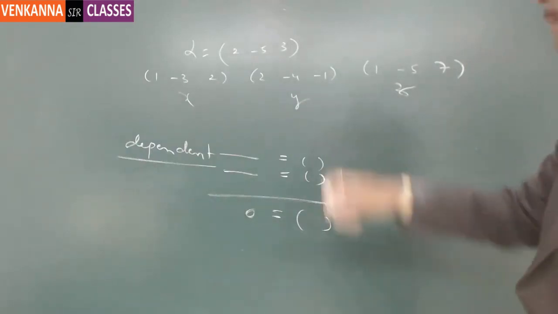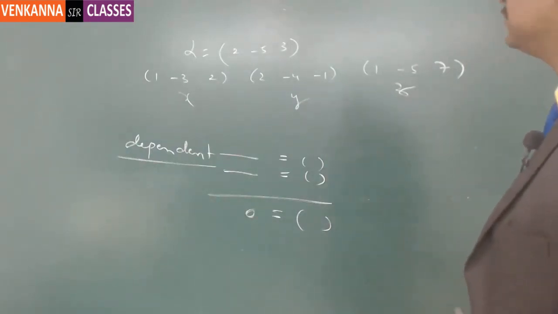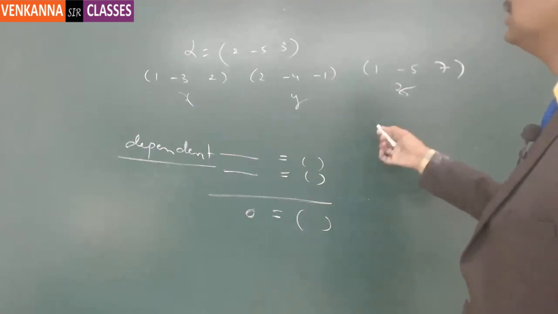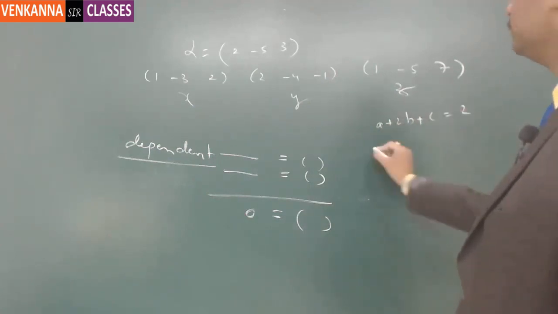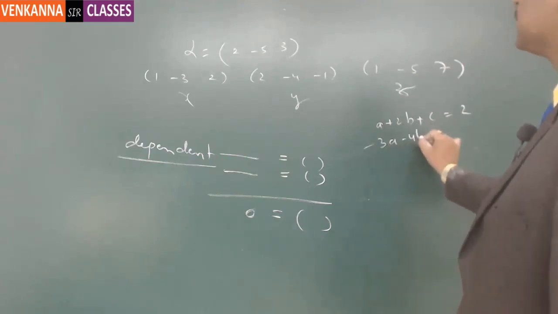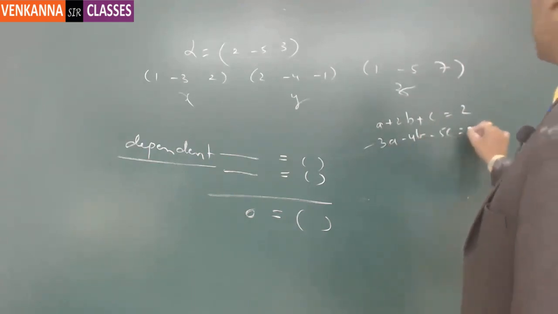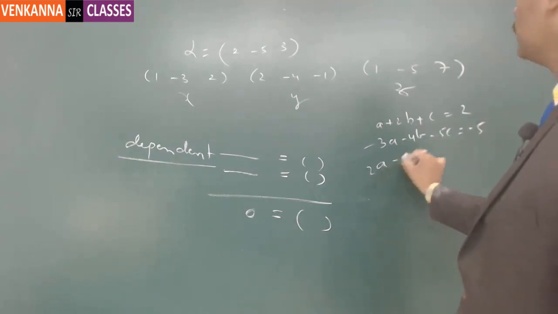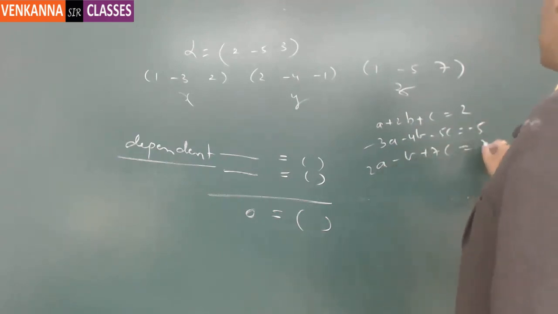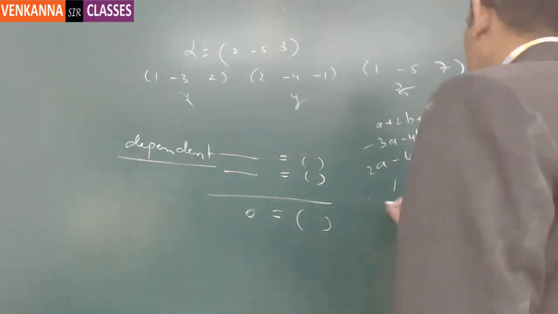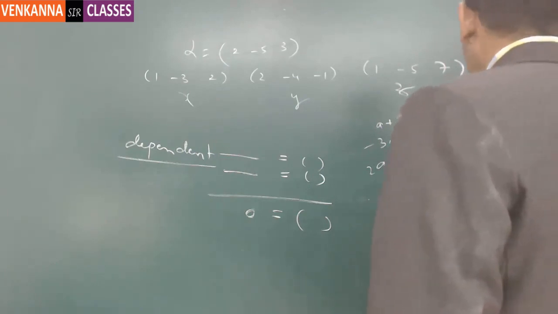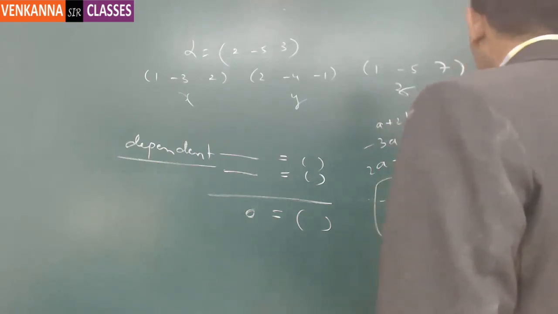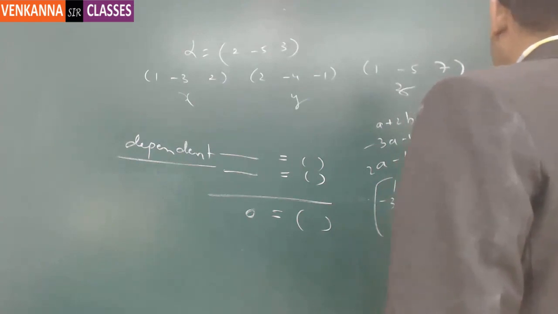So you can do the other way, that you can represent the whole thing in a matrix form. The equations are nothing but, let me say, a plus 2b plus c is equal to 2, minus 3a minus 4b minus 5c is equal to minus 5, 2a minus b plus 7c is equal to 3. So if you write the respective matrix system, 1, 2, 1, minus 3, minus 4, minus 5, 2, minus 1, 7, or you can take the augmented matrix.